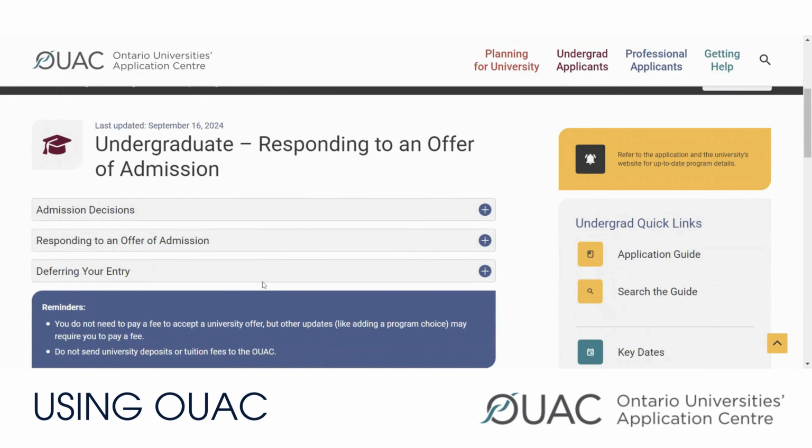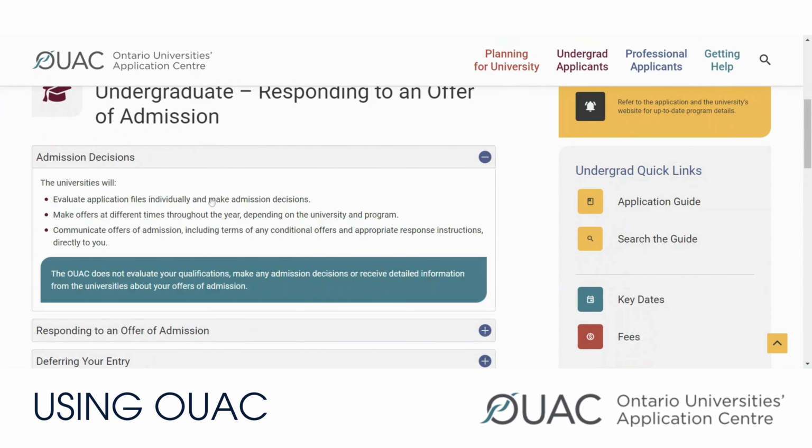And the last thing is to respond to your offer of admission. Universities will evaluate application files and make admission decisions throughout the year. Unless they say a specific time, for example, schools like U of T, universities will send them sporadically and based on your grades and any other supporting information.